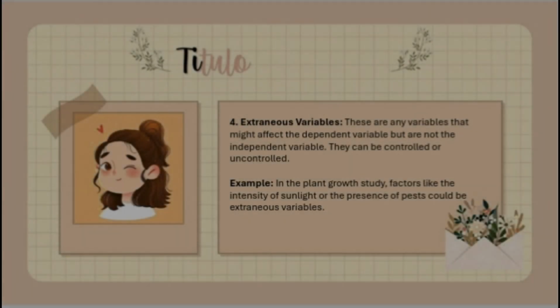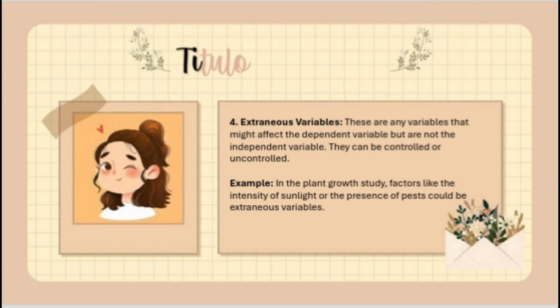Extraneous variables. These are any variables that might affect the dependent variable but are not independent variables. They can be controlled or uncontrolled. Example: in the plant growth study, factors like the intensity of sunlight or the presence of pests could be extraneous variables.